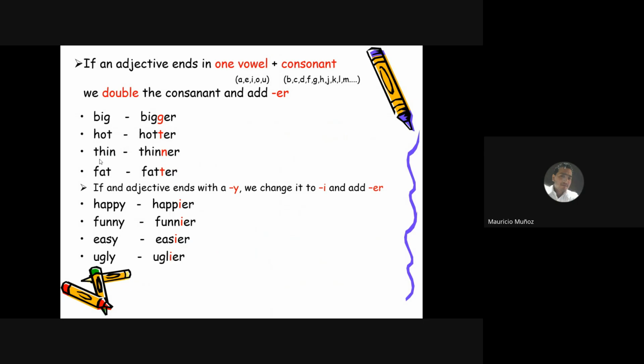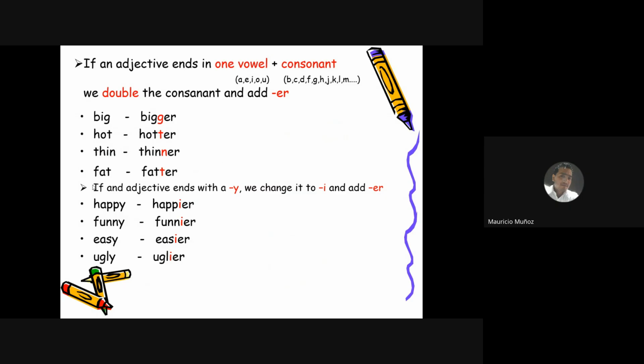In the same way, thin. Thin is a short adjective. Letter T is a consonant, letter H a consonant, letter I is a vowel, and letter N is another consonant. So it's thin, and we duplicate the last letter. In this case, it is the letter N, thinner.